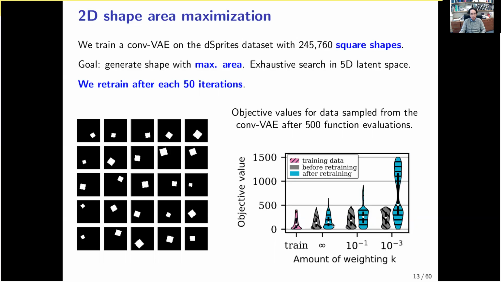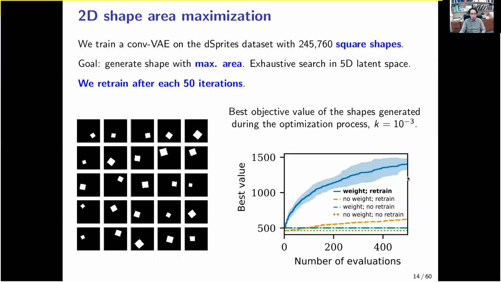This represents the distribution of objective values for the samples generated from the model after collecting 500 function evaluations. And we see that when k is 10 to the minus 3, we are weighting the data to favor those data points with improved objective values. We obtain much better samples.